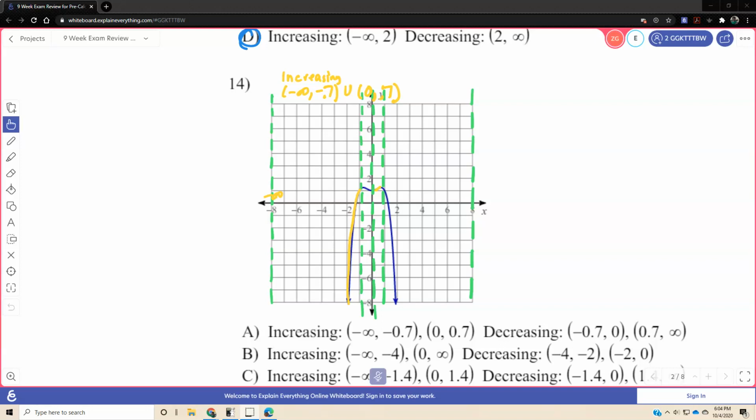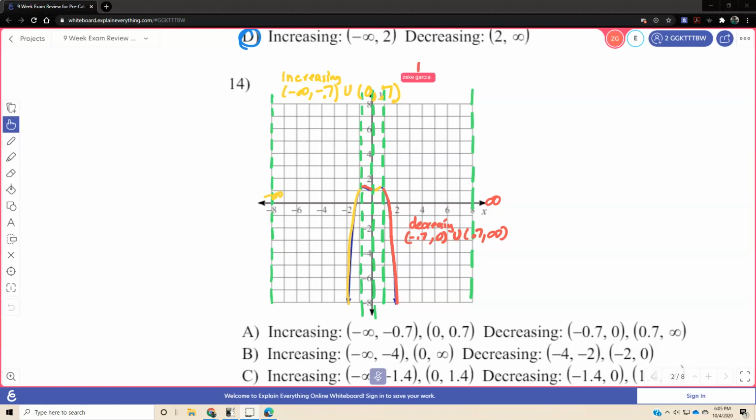So I'm going to use the red to indicate where it's decreasing. So decreasing, I'm going to put it right here, decreasing. It appears to be decreasing from negative 0.7 to 0, union, since it jumps, 0.7 to infinity. Remember, we're finding the interval over the x values.